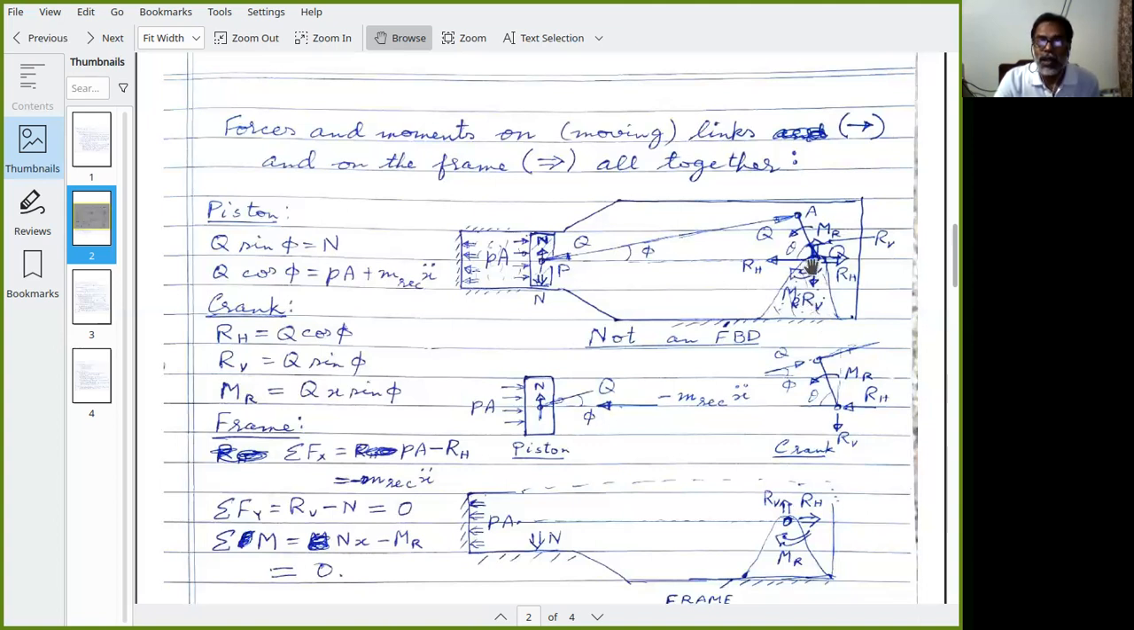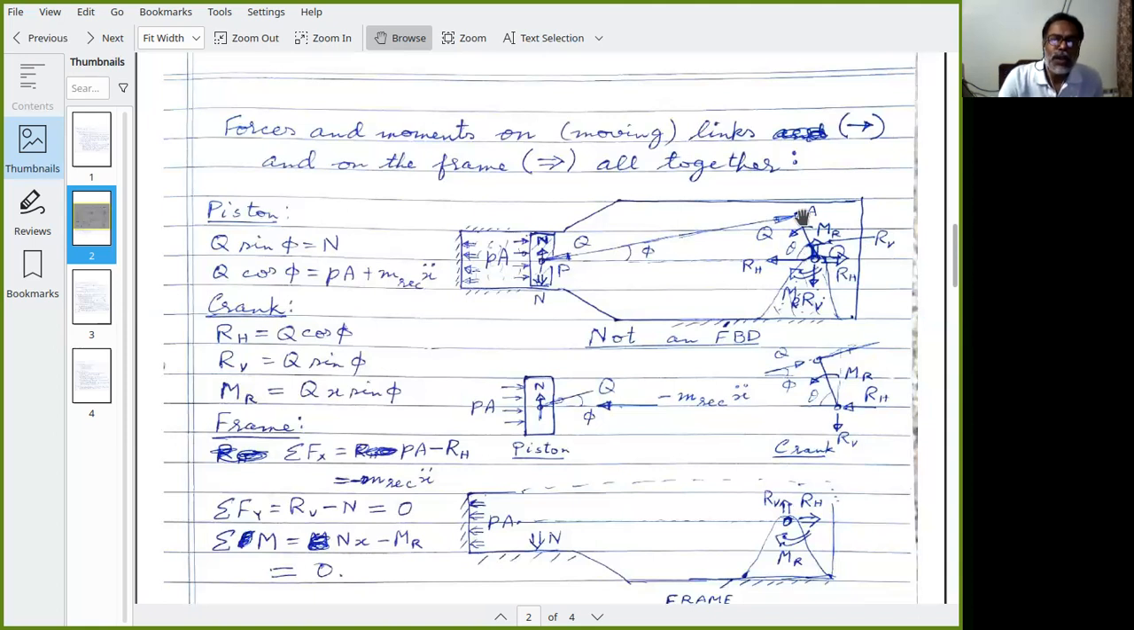So now this reaction is from the frame. So on the frame, equal and opposite forces act: RH in this direction, RV upward. And then on the crank, a moment MR. There is a load moment, which is the moment of this Q force, which has come from the connecting rod, and overcoming that moment is the job of this moment.